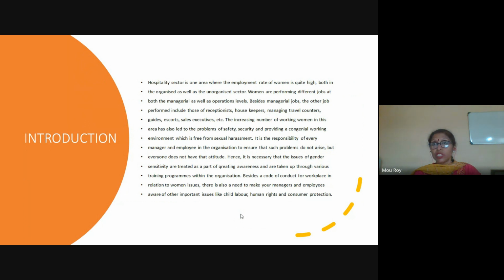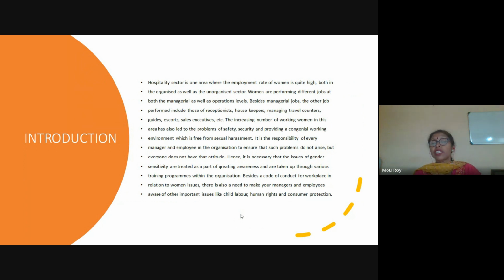and they are very coolly handling the situations and activities, and their way of thinking, because men usually get angry quickly. Men are always under pressure, and women are also under pressure, but they have the inbuilt skills of balancing things. So that is what we have seen, that women are performing different jobs at different levels, both at the managerial as well as the operational levels.